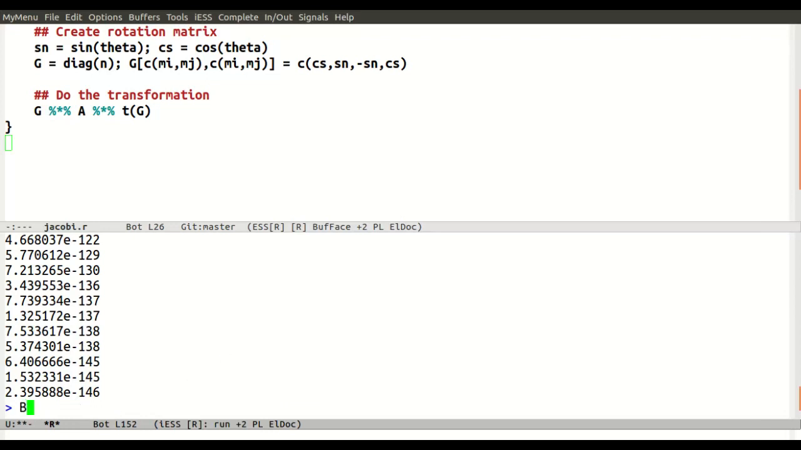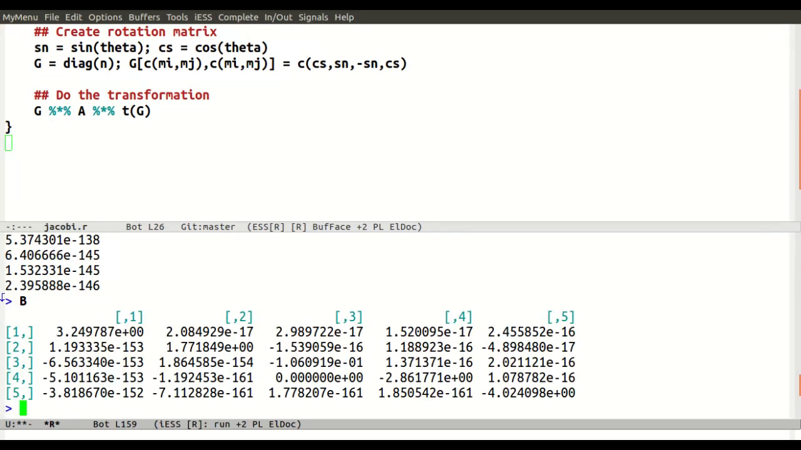So let's take a look at our B. After all this transformation, you will notice that all these off diagonal entries are effectively zeros, and these are the eigenvalues. Therefore, this is one eigenvalue, 3.249, etc. This one is 1.77. This one is minus 1.06. Oh, there is a 10 to the power minus 1, so it is minus 0.106. This is minus 2.86. This is minus 4 point, etc. So this is what we get.